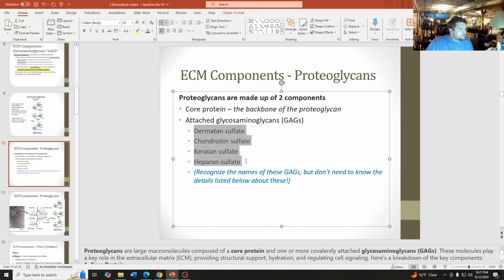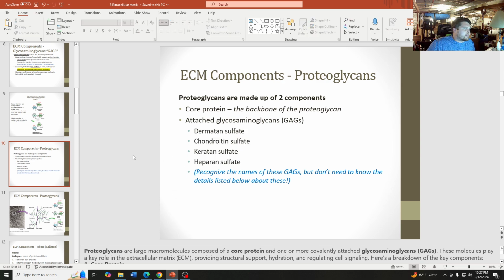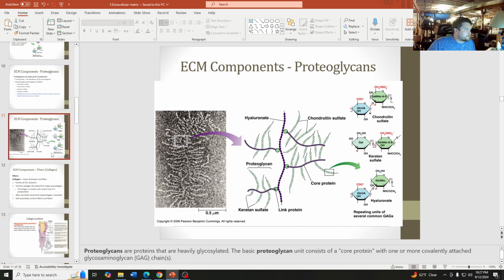All of these are ones where you're going to want to recognize the name, and recognize specifically that they have sulfate in every single one of these. Sulfate, sulfate, sulfate, sulfate. So that's kind of a trick to help you remember each of these. You don't need to memorize these specifically, just recognize the names to be able to identify them as, hey, these are our GAGs that combine onto a core protein to form the proteoglycans.